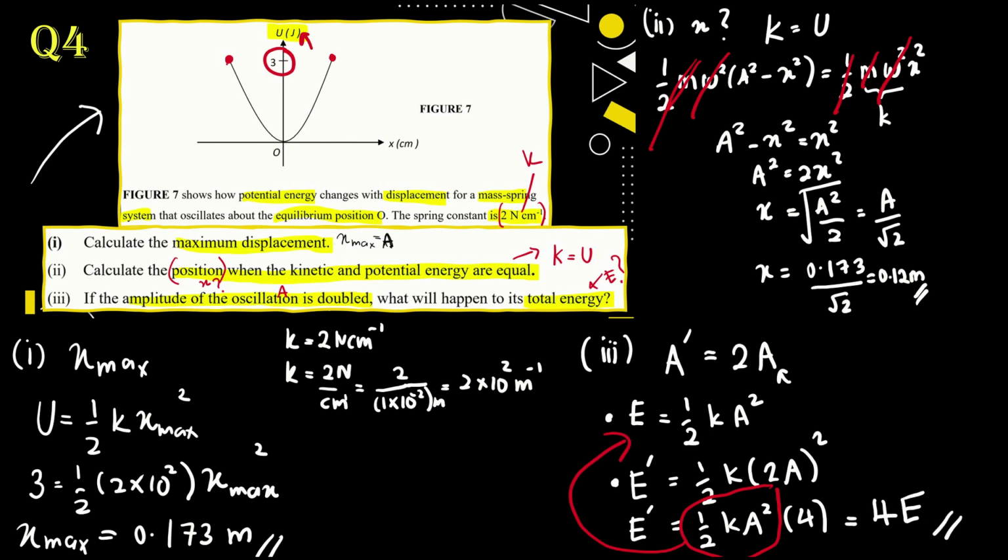So what will happen to the total energy? The answer is the total energy is equal to 4 times the original E.